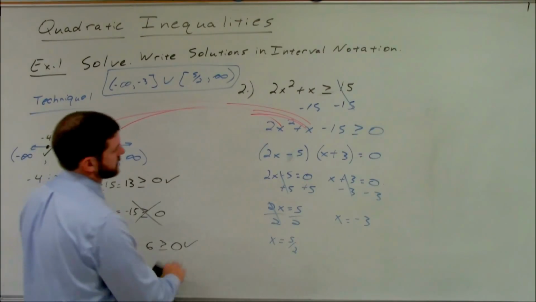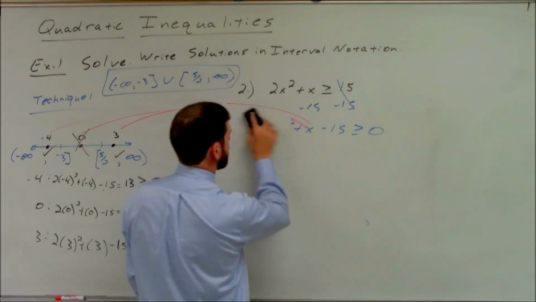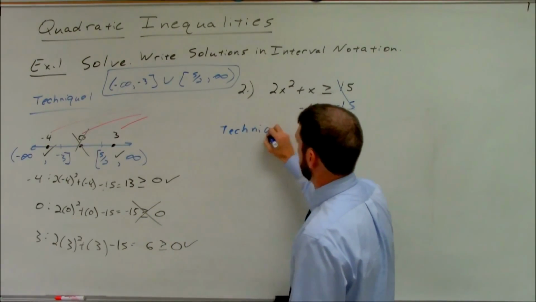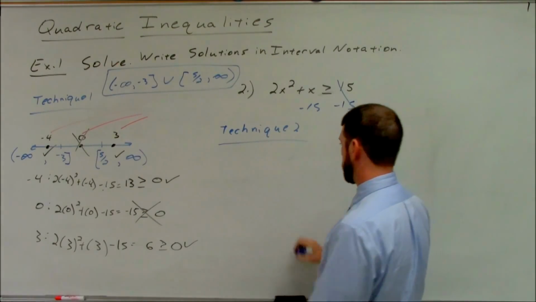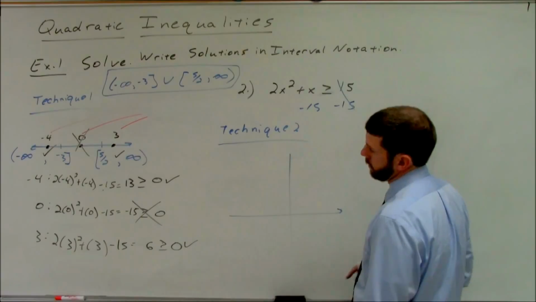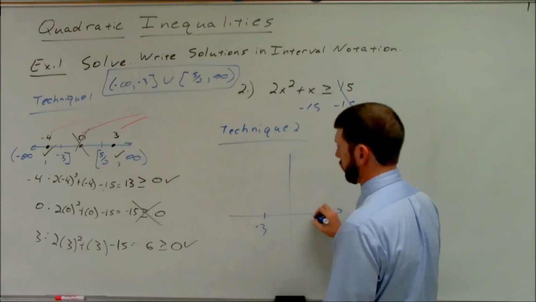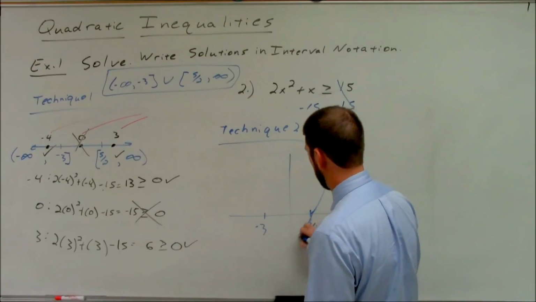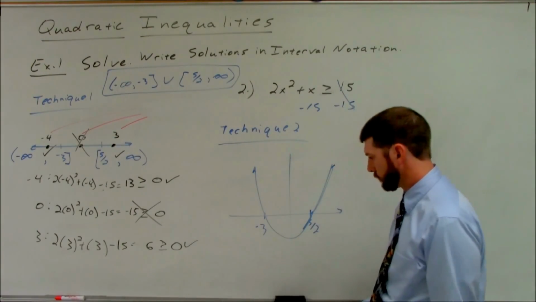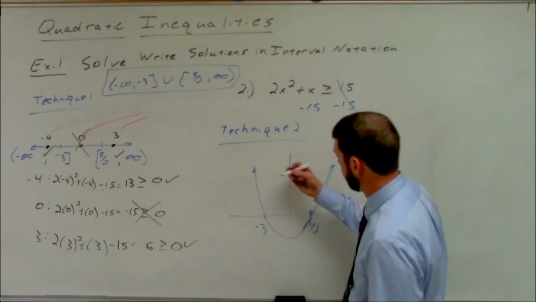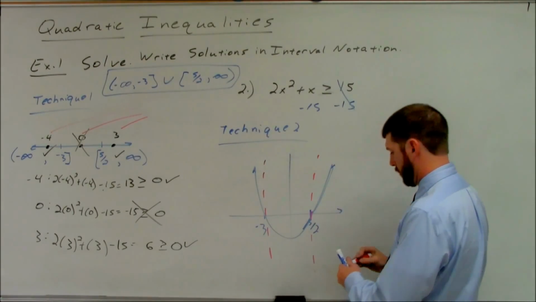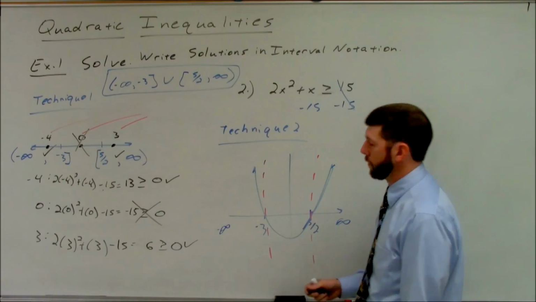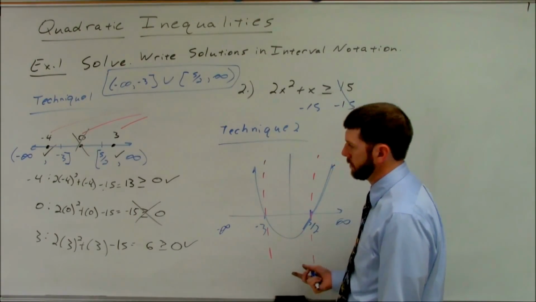All right, let's look at that same thing except using technique 2. Technique 2 says do a quick sketch of your graph. X-intercept at negative 3, and the other x-intercept at 5/2. A is positive, so our graph is going up. We have our intervals. And you can go ahead and label the negative infinity to positive infinity on there. All right, so we want to know where this graph is greater than 0.